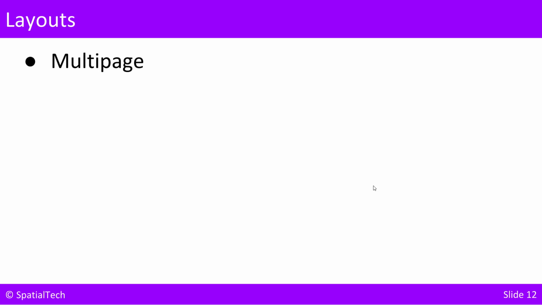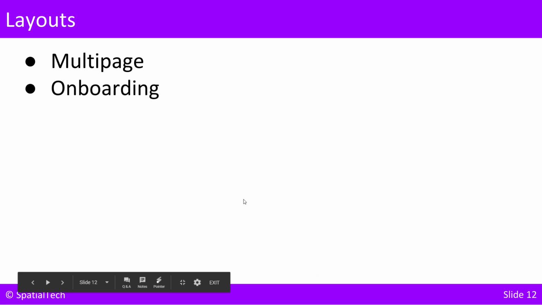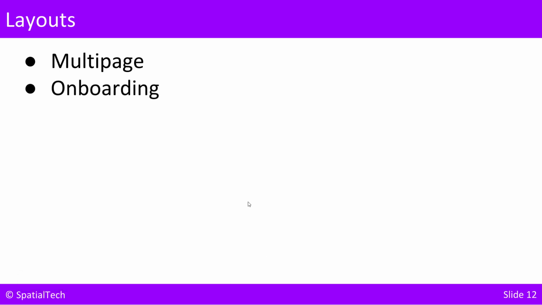So under layouts, there's multi-page. So this is sort of swiping through pages. Onboarding, which is, think of it like onboarding a boat or onboarding a plane. I think we've all downloaded apps, and so some, when they first fire up, have sort of like a little mini tutorial, right? That explains how to use the app.